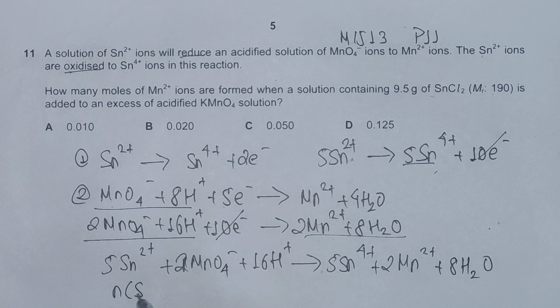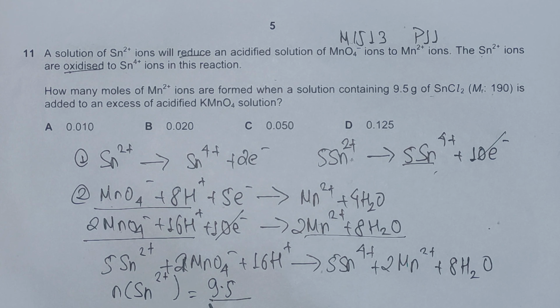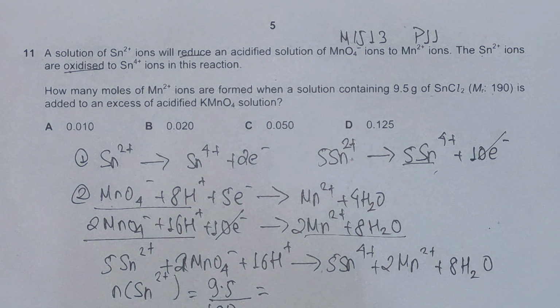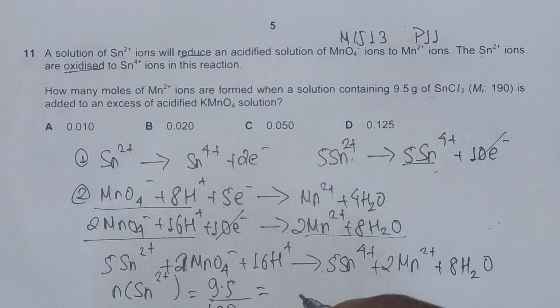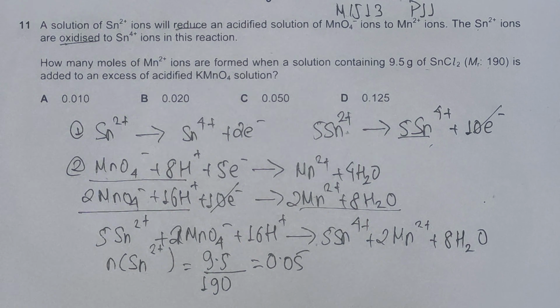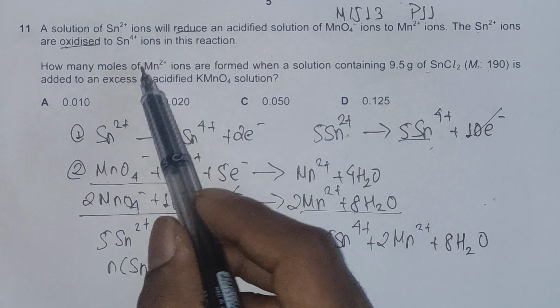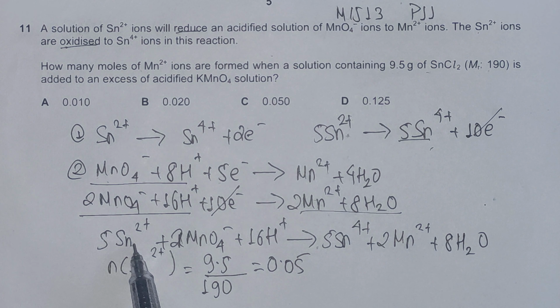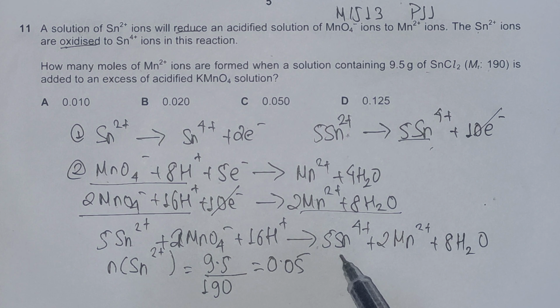Moles of Sn2+ is 9.5 divided by 190. We have been given the Mr value, so we don't need to go to the data booklet. Calculating this, we obtain 0.05. Now the question is asking how many moles of Mn2+ are formed when 9.5 grams of SnCl2 is added to an excess of KMnO4 solution.